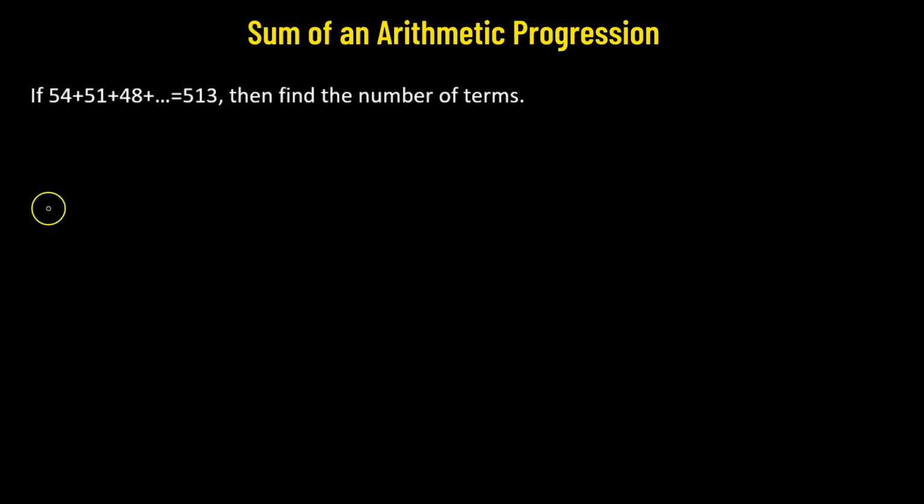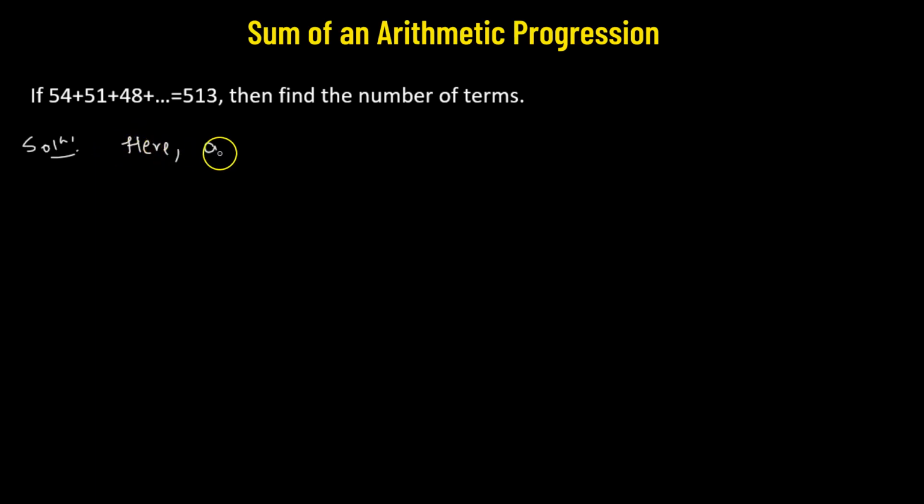So here we have an arithmetic series. It's given here that 54 plus 51 plus 48 and some other terms, when they are added, gives us the value 513. So we need to find out the total number of terms present in the given series. So let's begin.